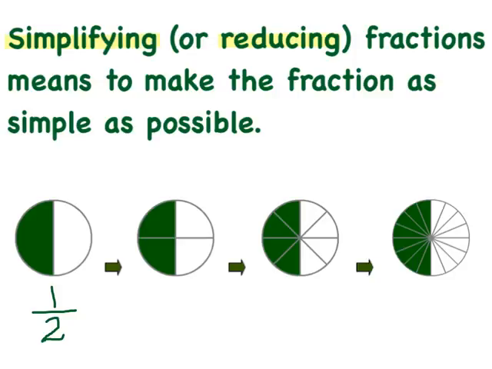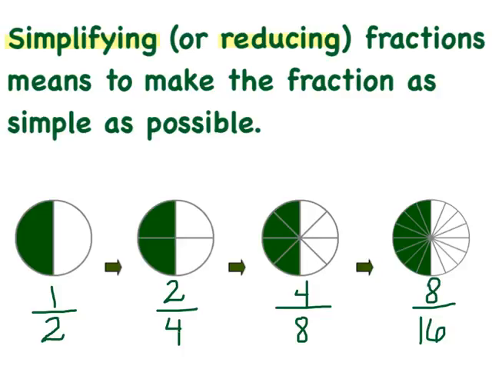In the next one, I see that my pizza has been cut into 4 slices, and I shaded in 2 of them. And next, I see that my pizza has been cut into 8 pieces, and I shaded in 4 of them. And in my last one, I see that it was cut into 16 pieces, and I shaded in 8 of those pieces.